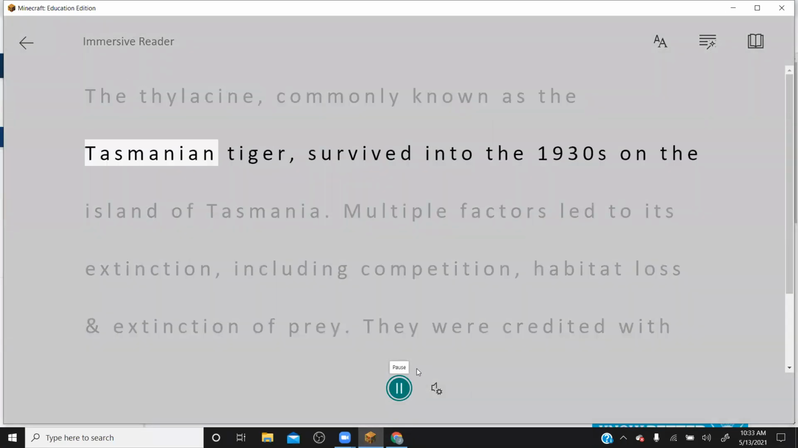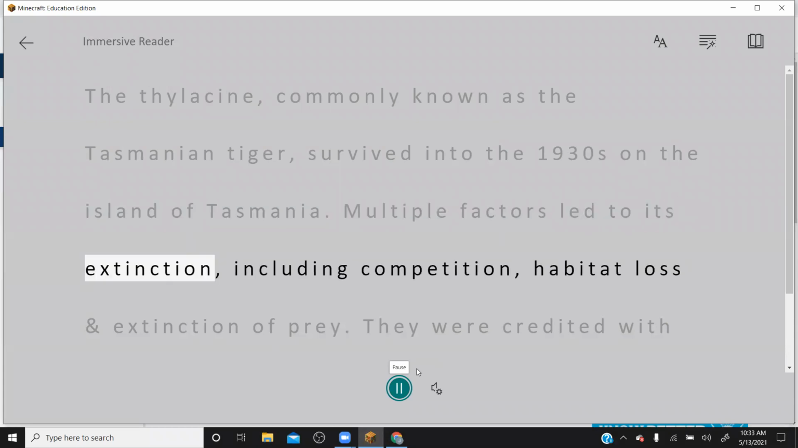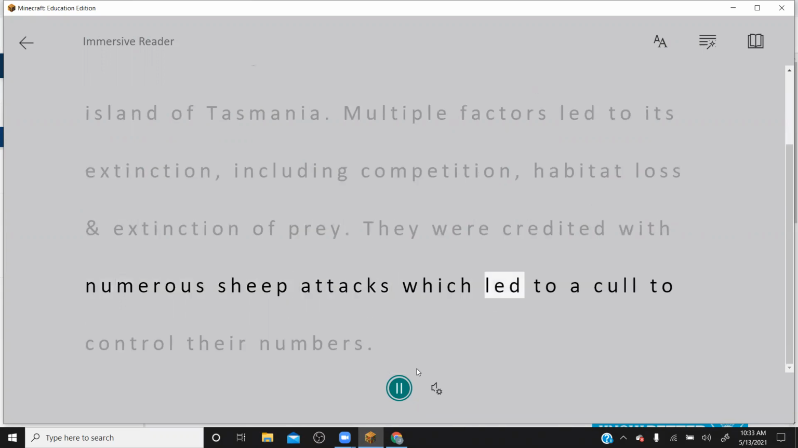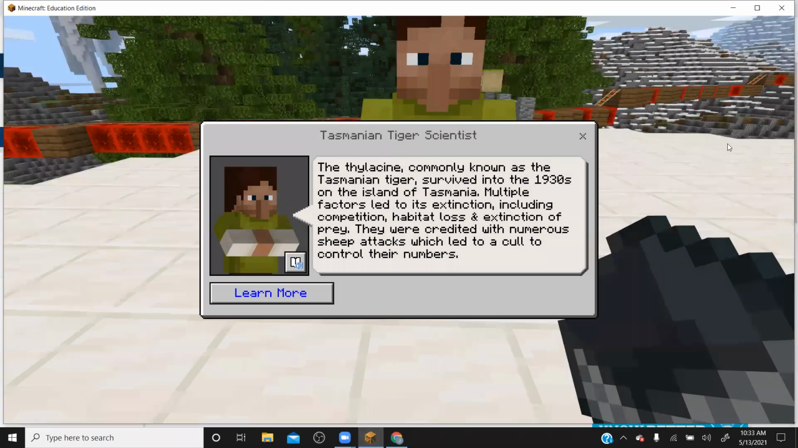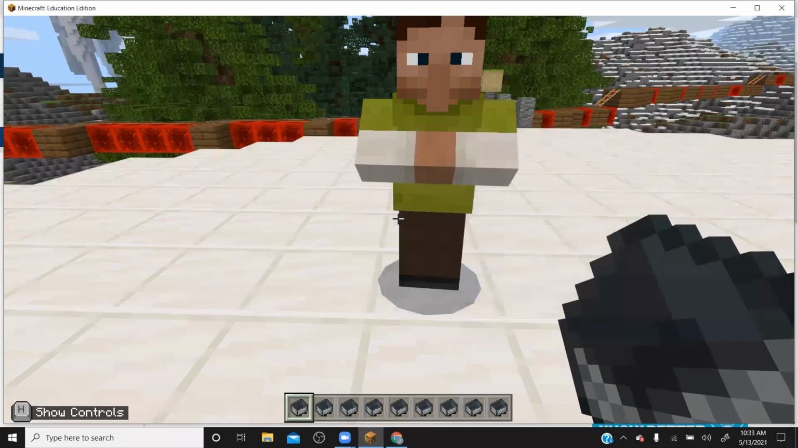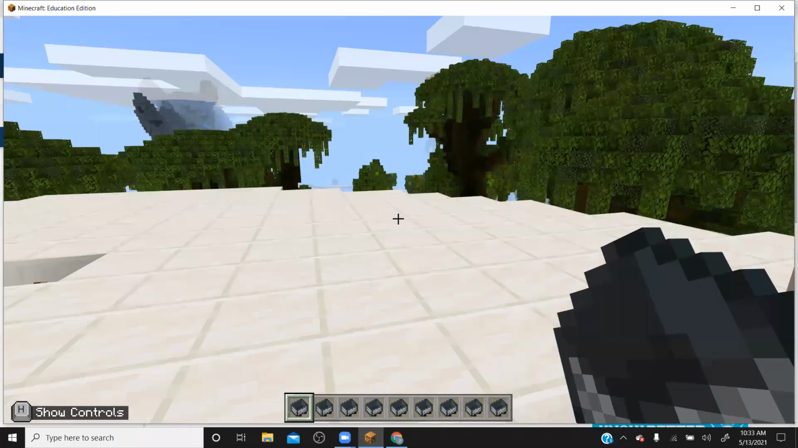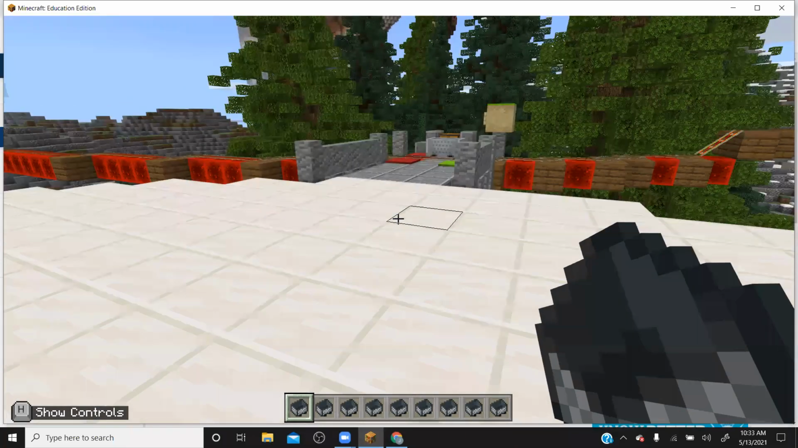The thylacine, commonly known as the Tasmanian tiger, survived into the 1930s on the island of Tasmania. Multiple factors led to its extinction, including competition, habitat loss, and extinction of prey. They were credited with numerous sheep attacks, which led to a cull to control their numbers. And that cull means that man tried to get rid of them intentionally. And again, they talk about the habitat loss of prey. A lot of animals will end up going extinct if environmental changes lead to their prey no longer existing and they have nothing to eat.